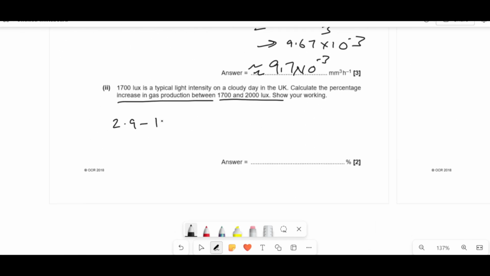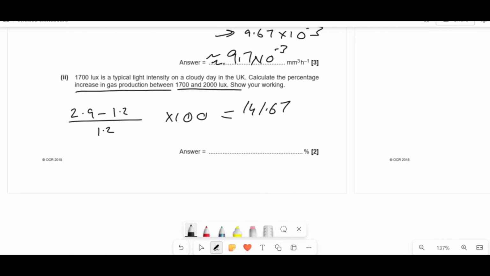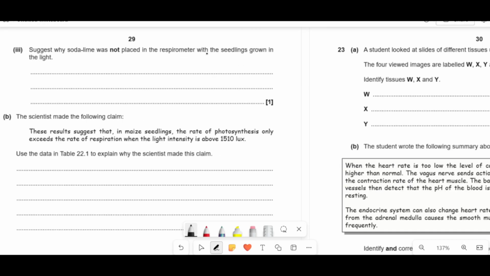So 2.9 minus 1.2, but they want the percentage increase. So it's going to be this divided by 1.2 times 100. If we do that, we should get 141.67, right? But they've given us all of these numbers to two significant figures, so we are also going to follow, so that's 140.